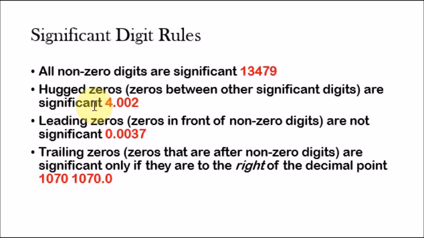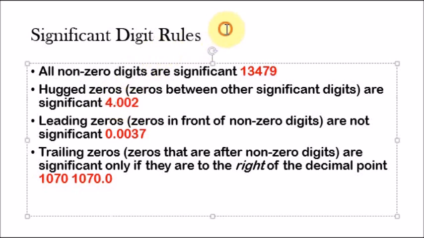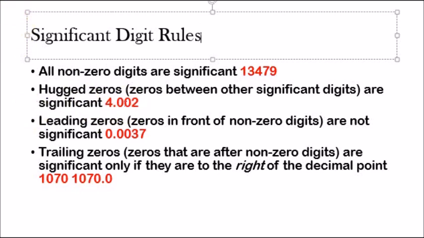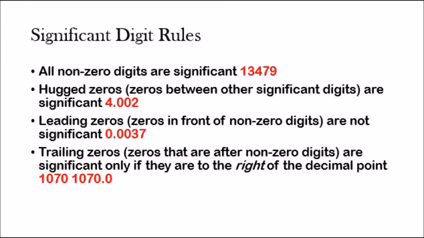The second rule is hugged zeros. Zeros between other significant digits are significant. You can see here the 2 zeros are between 4 and 2. We already know 4 and 2 are significant because all non-zero digits are significant. And they're kind of hugged, because they're in between these other significant digits. So these zeros also become significant. That means 4.002 has 4 significant digits: the 4 and the 2, and the 2 hugged zeros, making them also significant.